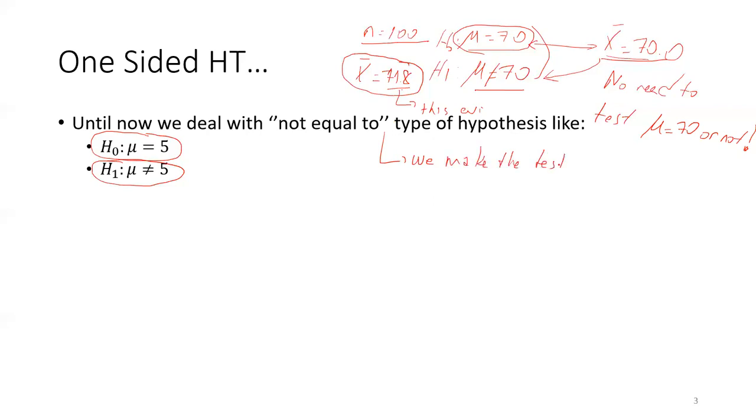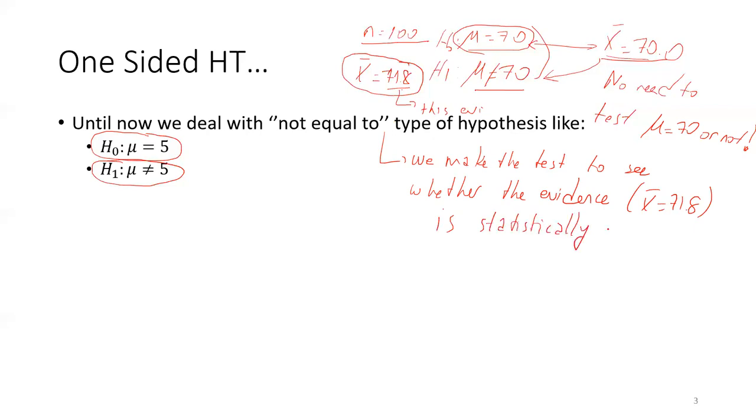To see whether the evidence, what is the evidence? The evidence is x bar is equal to 71.8. Is it sufficient, or statistically sufficient, to show that mu is not equal to 70? So our aim is to see whether this evidence is sufficient to show that mu is in fact not equal to 70. So this is what we did so far.